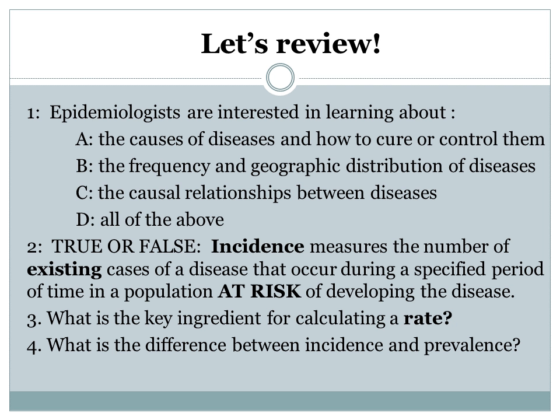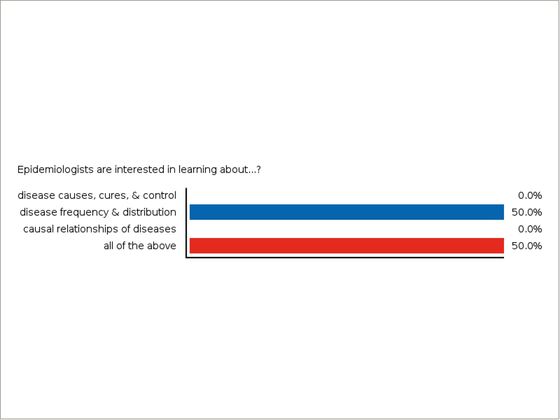Here we're going to do a little review. 4 questions. Epidemiologists are interested in learning about the causes of disease and how to cure or control them, the frequency and geographic distribution of diseases, the causal relationships between diseases, D, all of the above. And here we can do a poll to see what you think the answer might be. I'll give everyone a few moments to type in their responses.